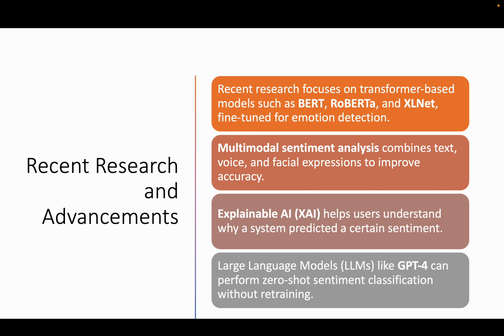Explainable AI aims to make these systems more transparent by showing which words or features influenced predictions. Large language models, such as GPT-4, are now capable of zero-shot or few-shot emotion detection without explicit retraining. This means they can understand emotional context in new domains instantly, a breakthrough for scaling emotion-aware retrieval across multiple industries.